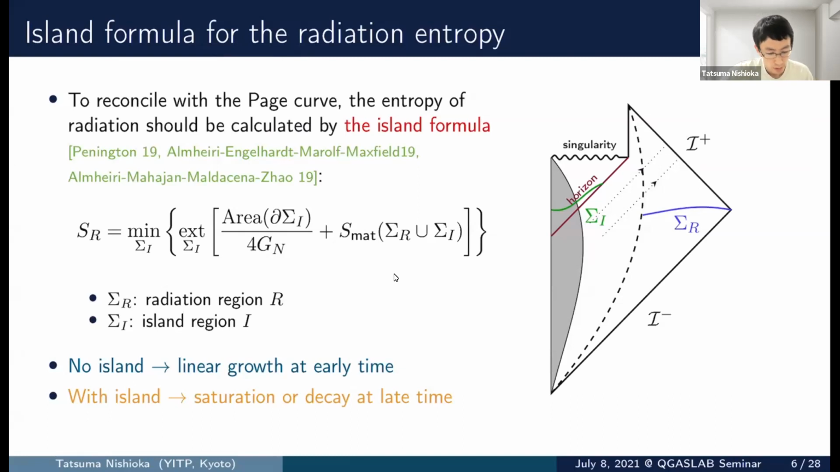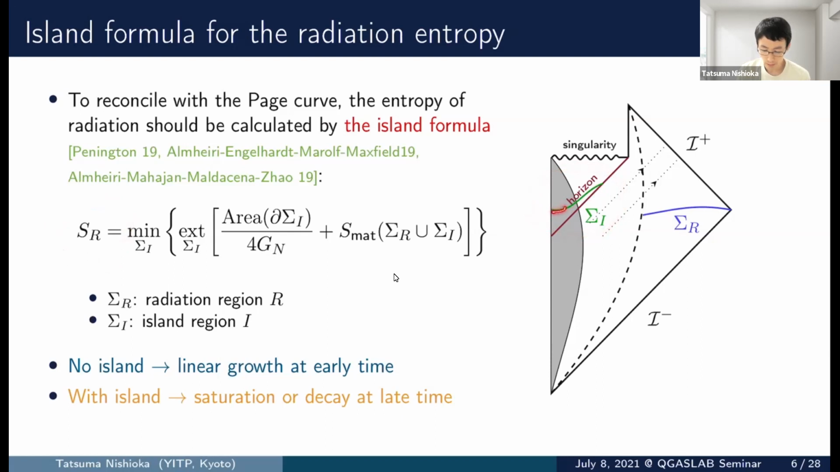Okay. So to reconcile with the Page curve, the entropy of radiation should be calculated by using the so-called island formula. So basically, you are supposed to calculate the entropy of the Hawking radiation through this region, sigma R. But this formula tells us that you need to include some region called the island in your computation. This is a kind of virtual region which appears in this formula.